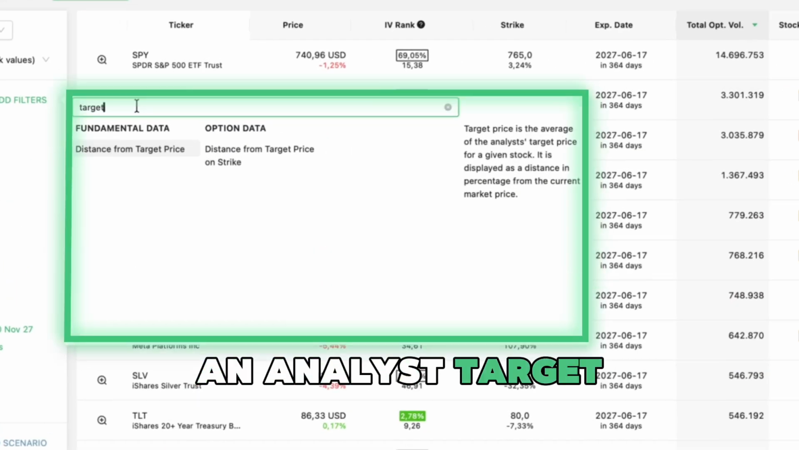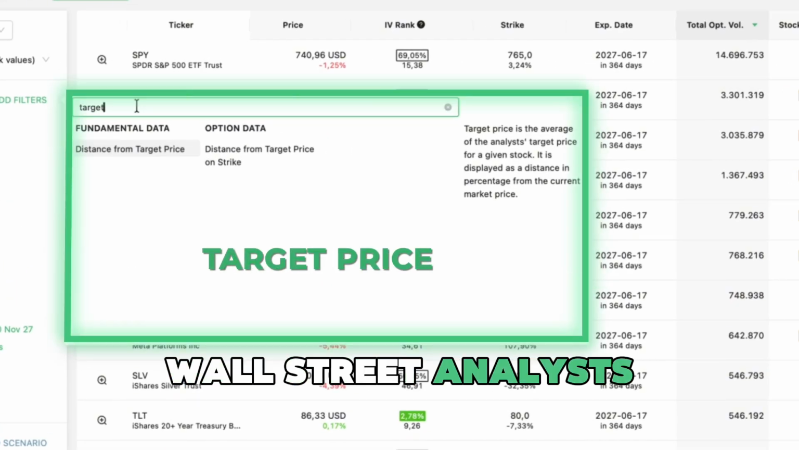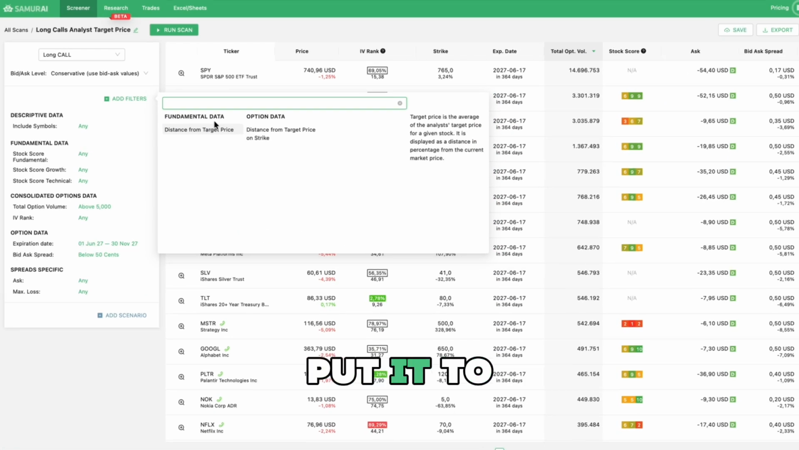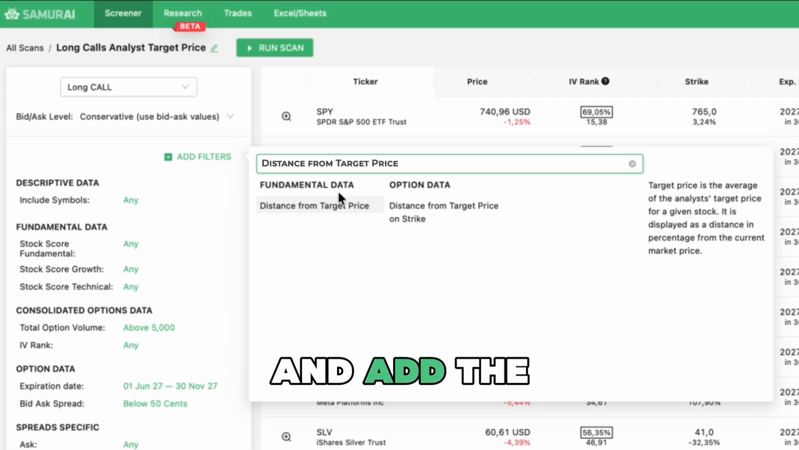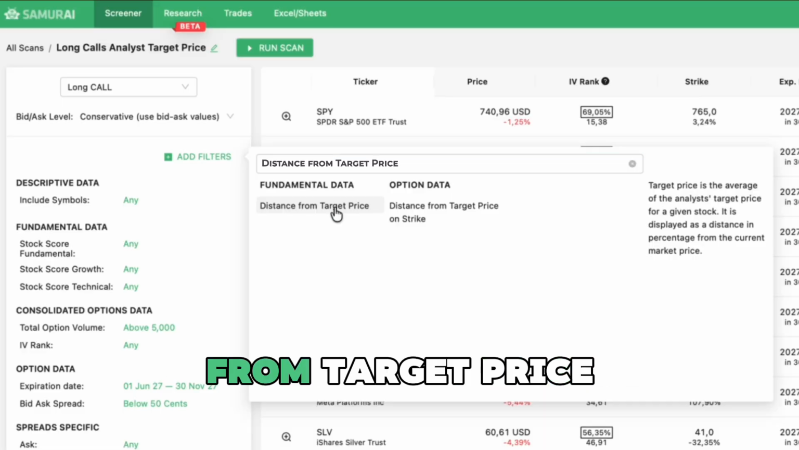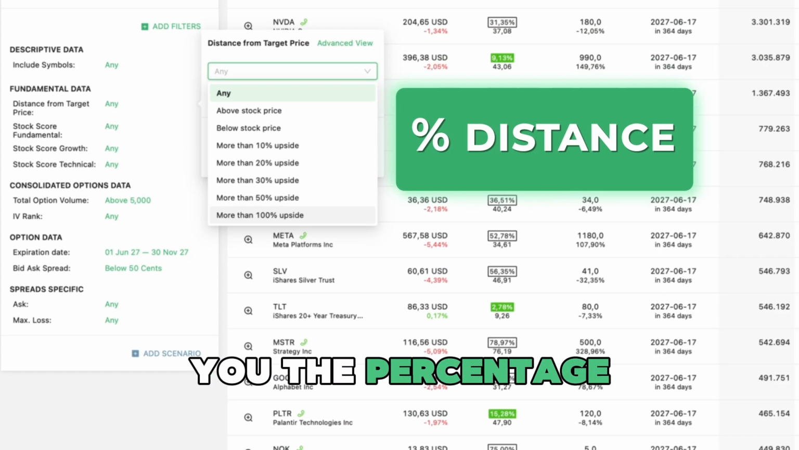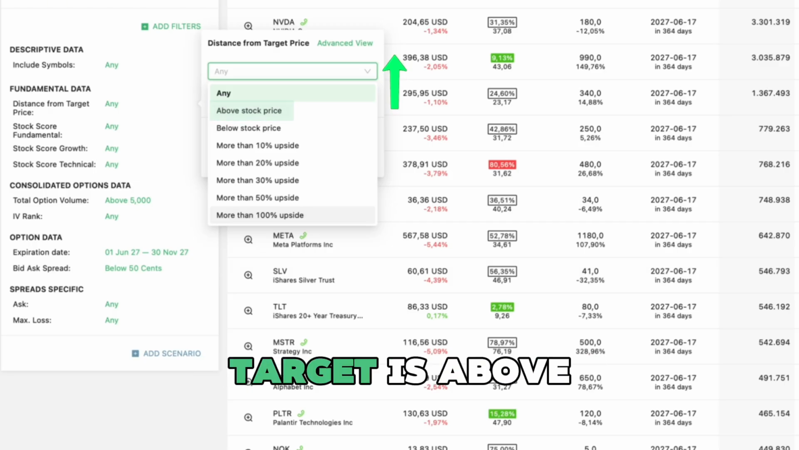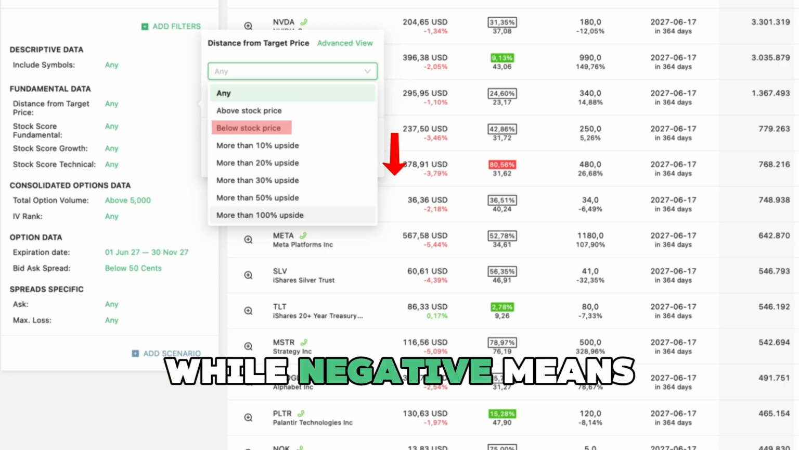An analyst target price is just where Wall Street analysts think a stock is headed, usually over the next 12 months. Here's how to put it to work. First, open up any scan and add the filter called Distance from Target Price. This will give you the percentage distance between the target price and today's stock price. Positive means the target is above today's price, while negative means it's below.